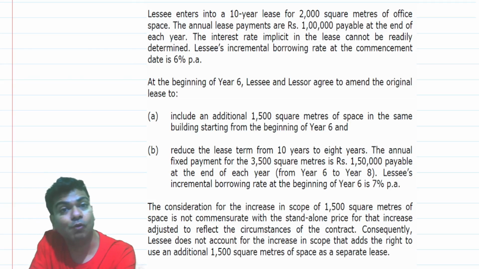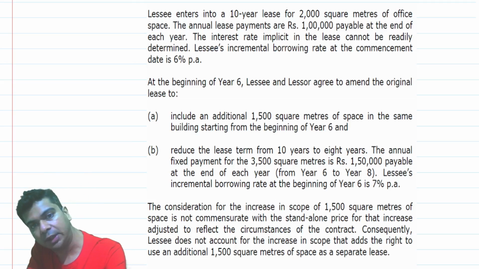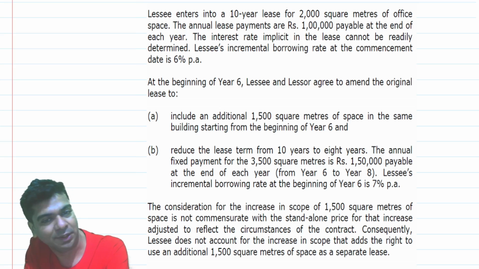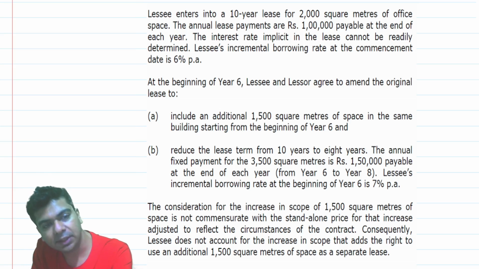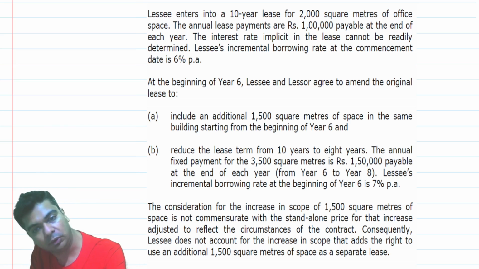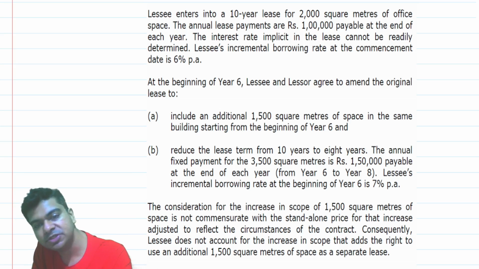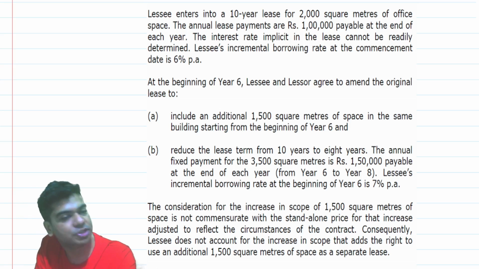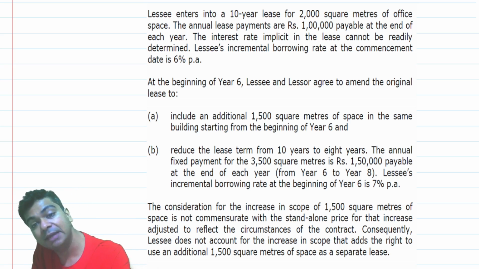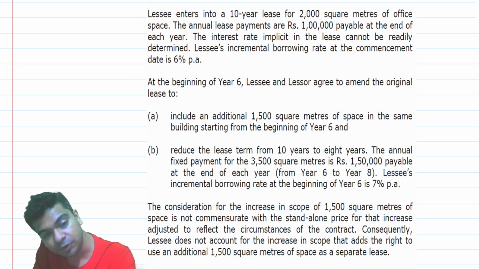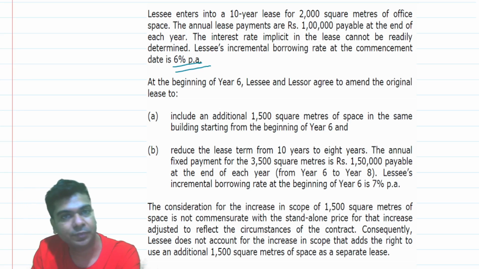Yeah, we are having a very interesting question now. You will really enjoy solving this question. It says that a lessee enters into a 10-year lease for 2000 square meters of office space. The annual lease payments are rupees 1 lakh payable at the end of each year. The interest rate implicit in the lease cannot be readily determined. Lessor's incremental borrowing rate at the commencement date is 6% per annum.